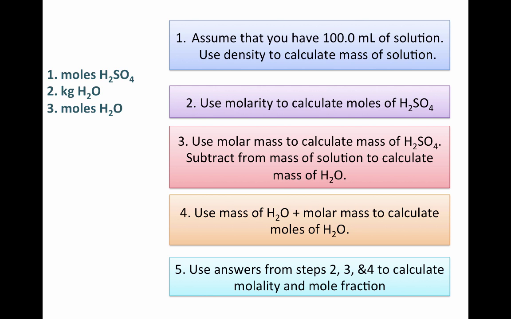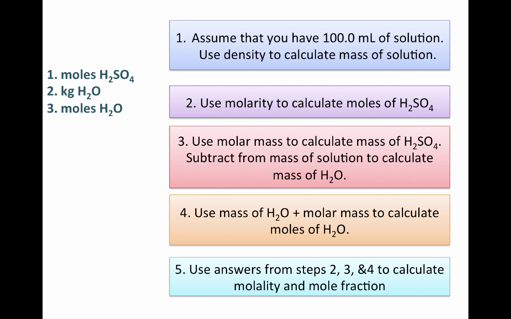Now, we don't know the mass of water, but we do know the total mass of the solution. And we can calculate the mass of sulfuric acid from the number of moles of sulfuric acid. So the mass of water is going to be whatever's left after you subtract the mass of sulfuric acid. So that will give us our mass of water. Then we can use the mass of water to find the number of moles of water. Again, anytime you convert from mass to moles, you're going to use the molar mass. So that will give us our moles of water.